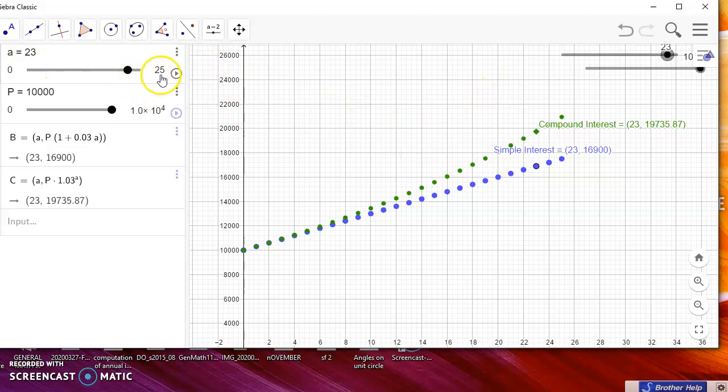So habang lumalaki yung time, mas lumalaki din yung kanilang difference. So mas malaki ang difference ng compound interest. So ano implication nito sa atin? So dito magkakaroon tayo ng idea kung tayo ay maghihiram ng pera, mas pipiliin natin yung mas mababa yung interest. So mas gugustuhin natin itong simple interest. Pero kung tayo naman ang mag-i-invest, mas gusto natin yung mas malaki yung interest. So mas gusto natin itong compound interest.